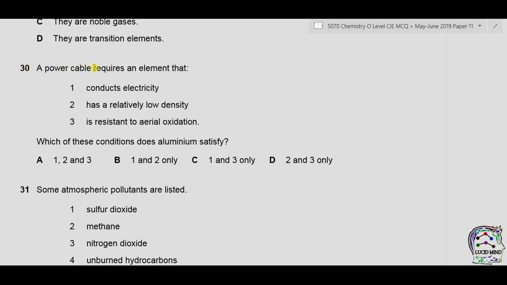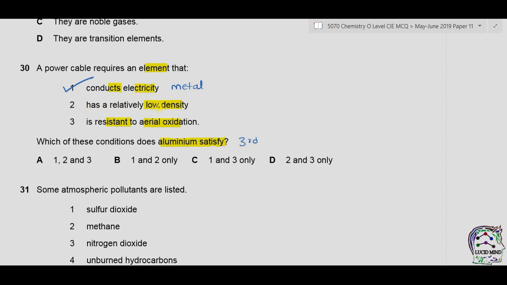Question 30. A power cable requires an element that conducts electricity, has relatively low density, and third, that it should be resistant to aerial oxidation. Which of these conditions does aluminum satisfy? Now aluminum belongs to group 3 of the periodic table and it is a metal. Therefore it is a good conductor of current, so option 1 is correct for aluminum.